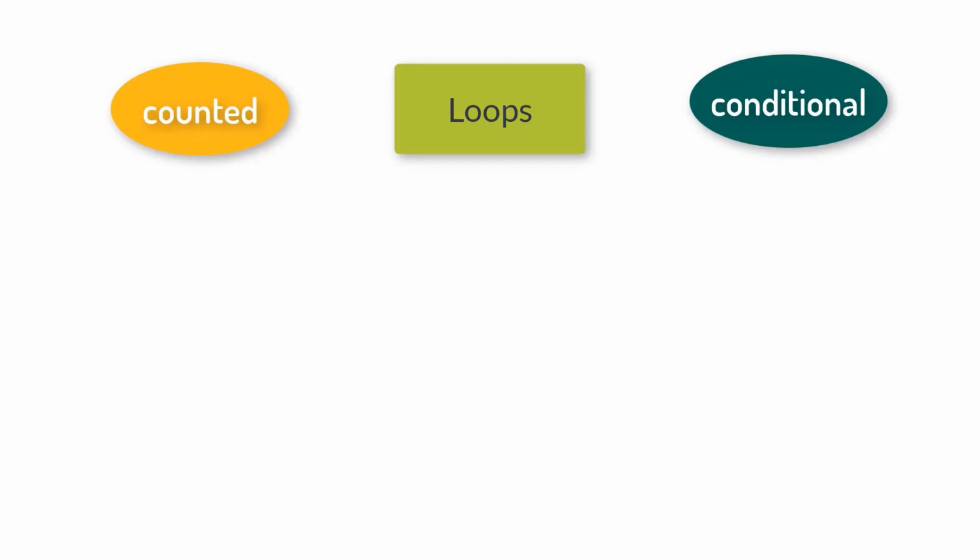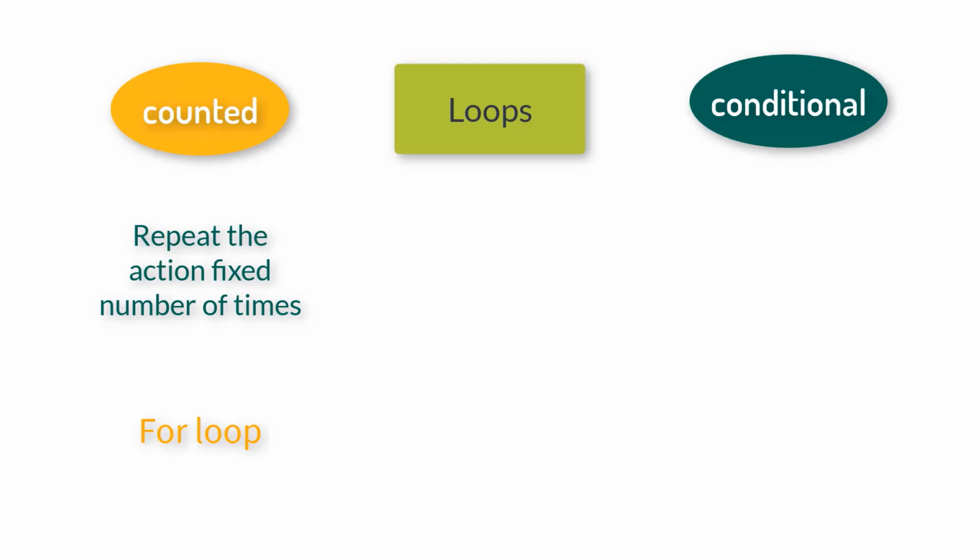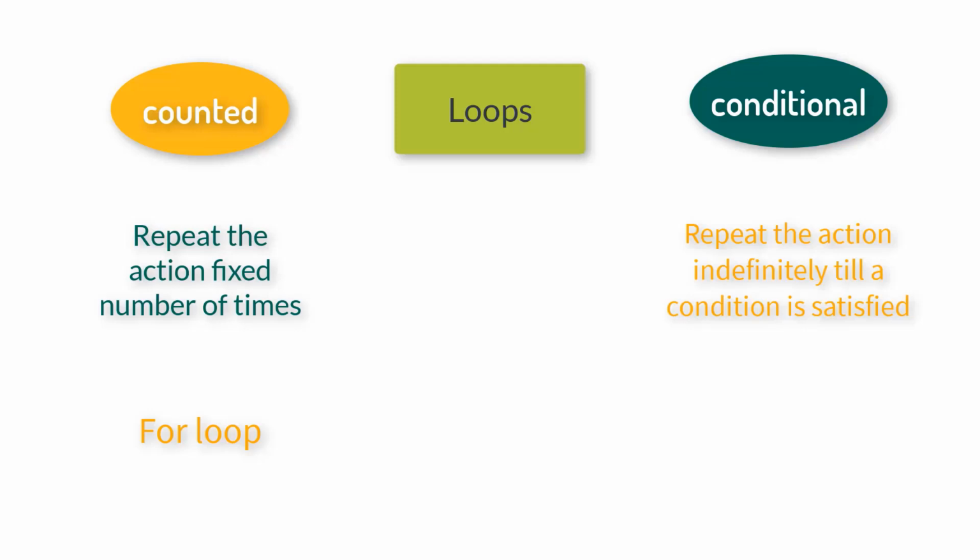Now loops can be broadly classified into counted loops and conditional loops. So when it comes to the counted loop, they repeat the action a fixed number of times. The example for that is a for loop. A conditional loop, on the other hand, repeats the action till a specific condition is satisfied. And the example for that in MATLAB is a while loop.